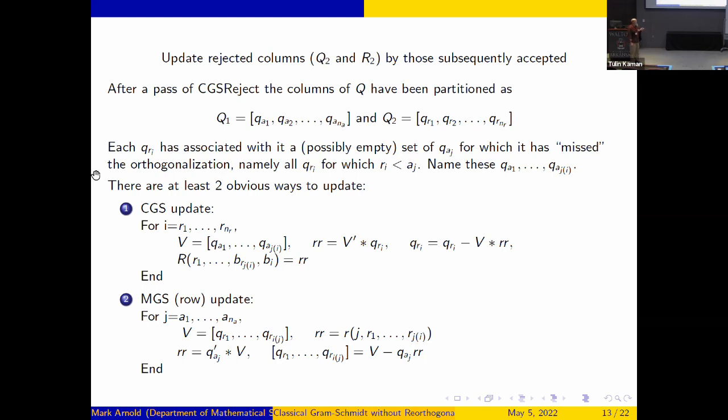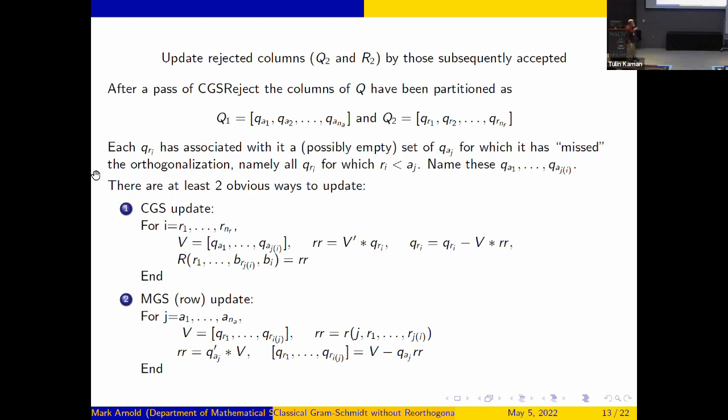So this QR1 is the first rejected vector. And it could be that I have a bunch of vectors here that were accepted before I got to this first rejected vector. It got rejected, and so I never projected out the first few accepted columns from that. And so that has to be done here.